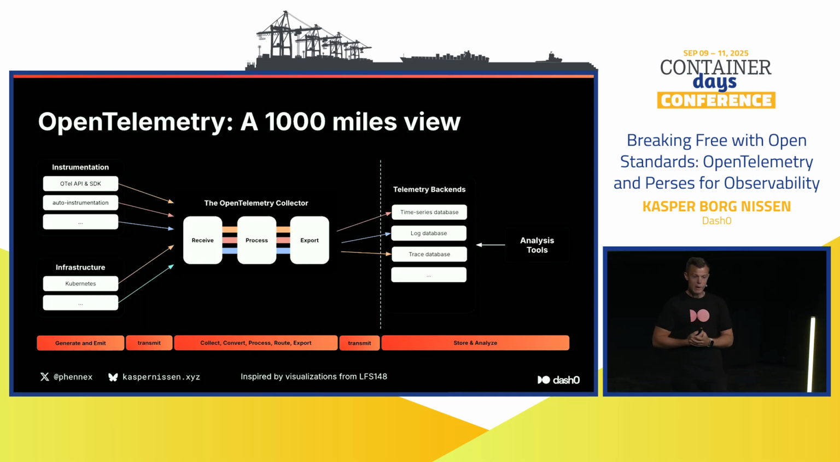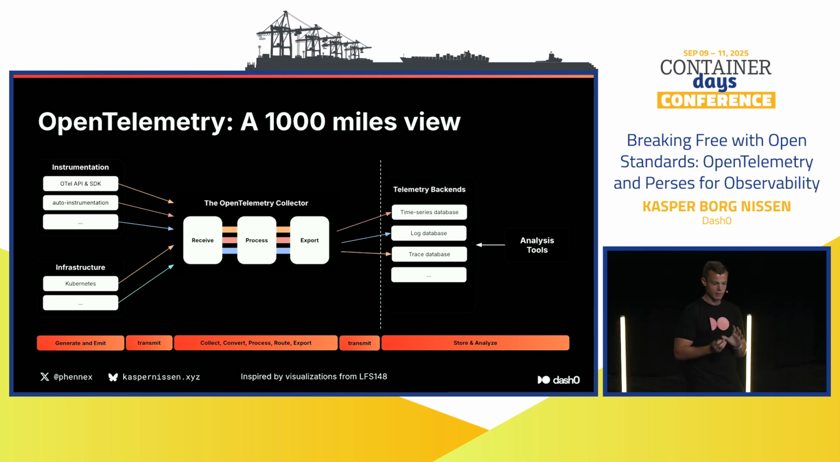So from a 1,000 miles perspective or view, this is how OpenTelemetry sort of looks like and how all the different components fit together. Up here, we have your application instrumentation. You need to instrument your application with, if you're using Java, for example, there's a Java agent that can provide a lot of instrumentation for you.